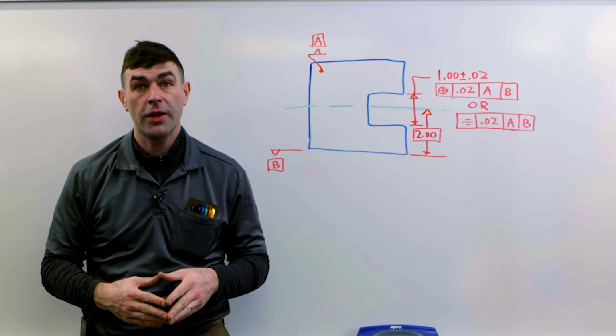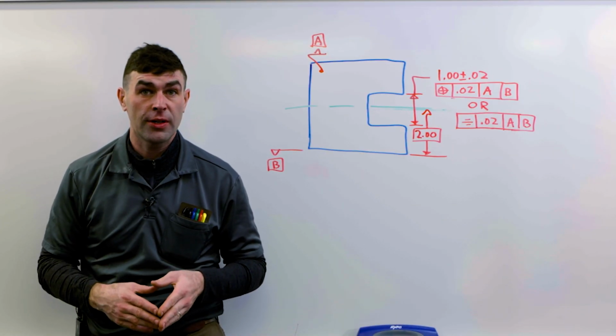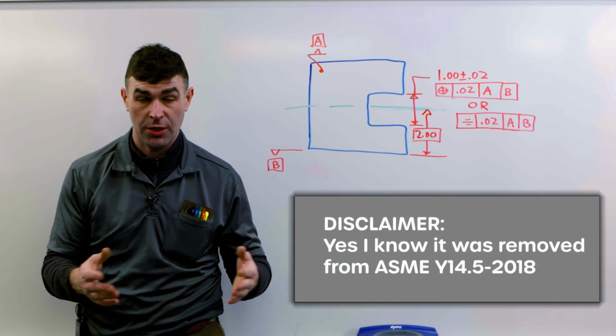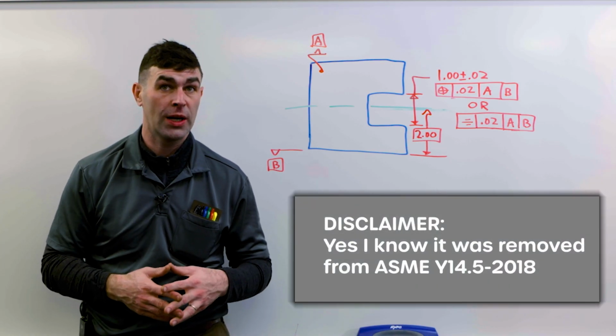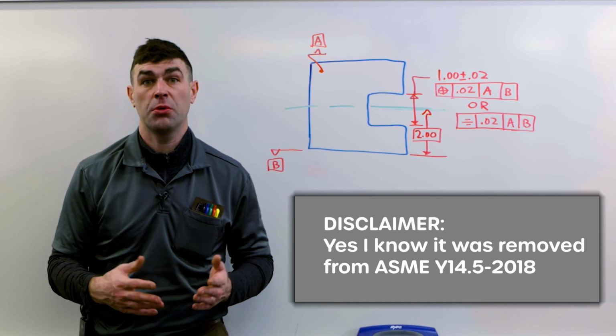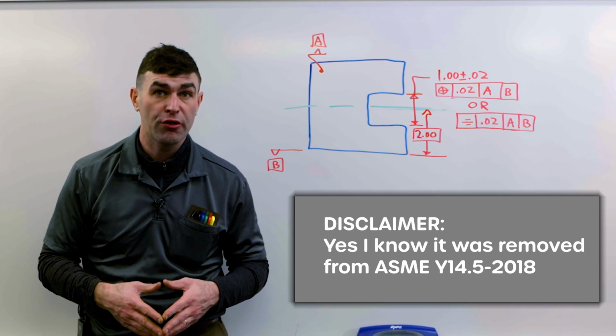So every once in a while I get a question about symmetry versus position. Now to start off, symmetry is no longer in the GD&T universe. It's been taken out of the 2018 standard. You can use it if you're making drawings to the 2009 and earlier versions.